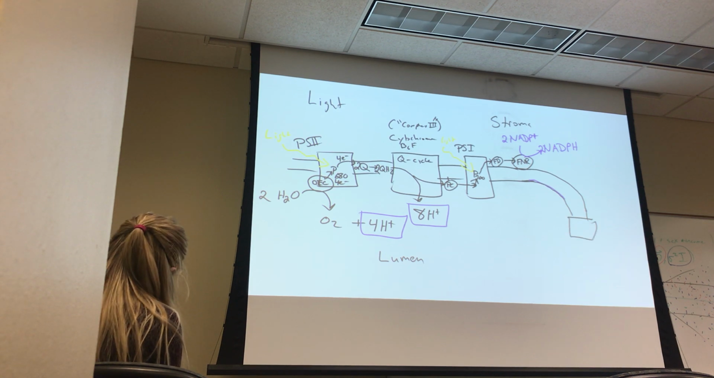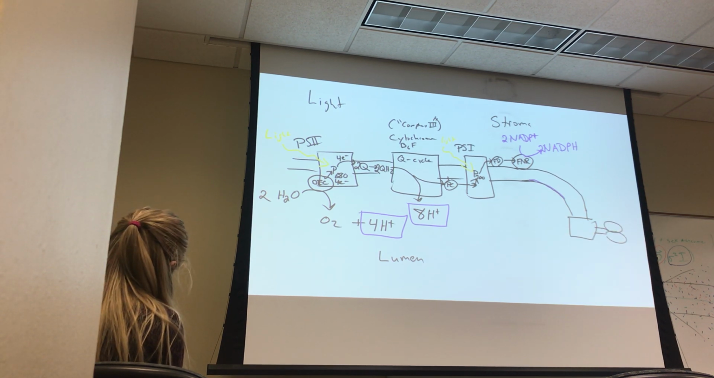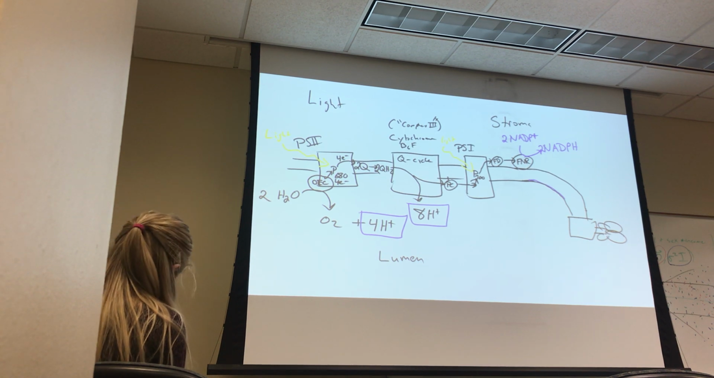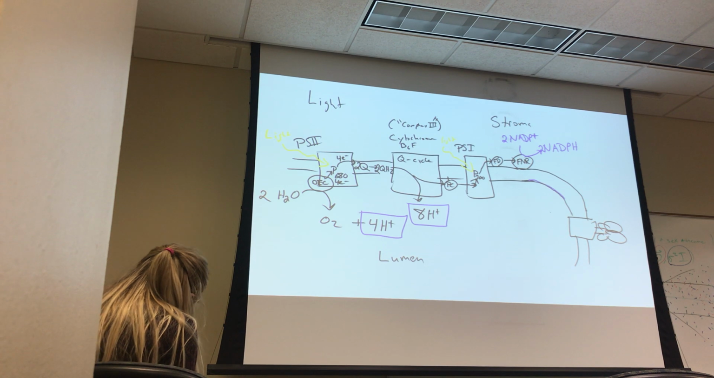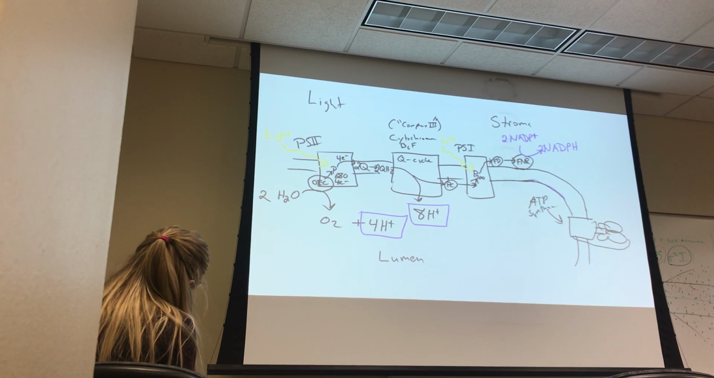We come over here and we have our little ATP synthase with our bell pepper, right? Which is known as complex 5 in the electron transport chain, but we have ATP synthase.